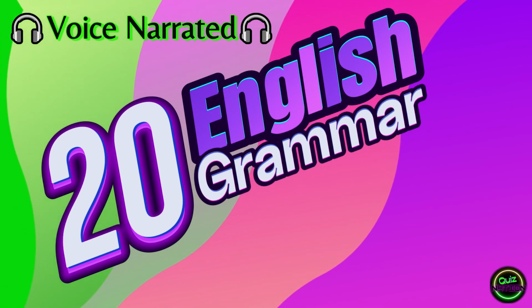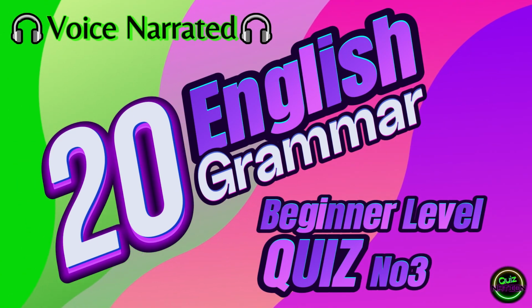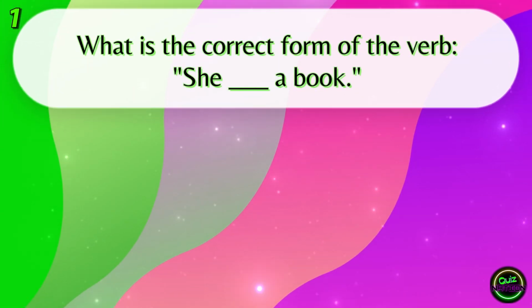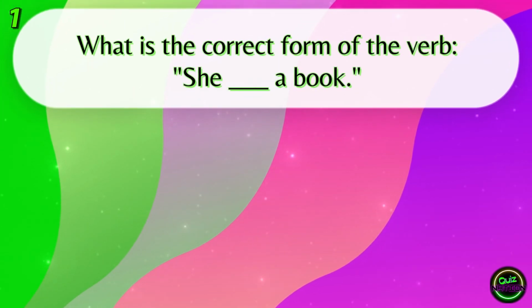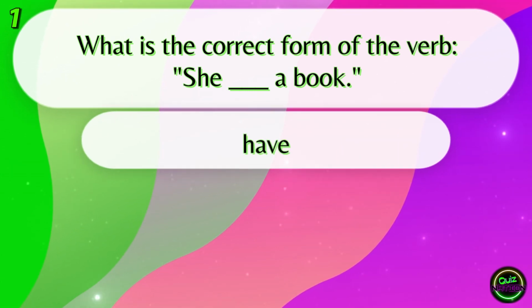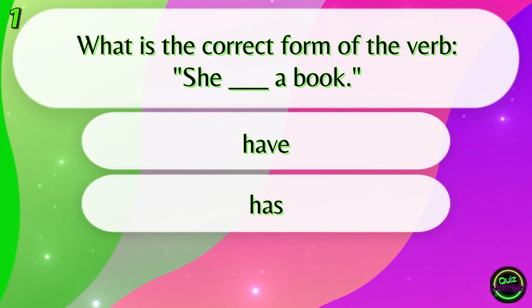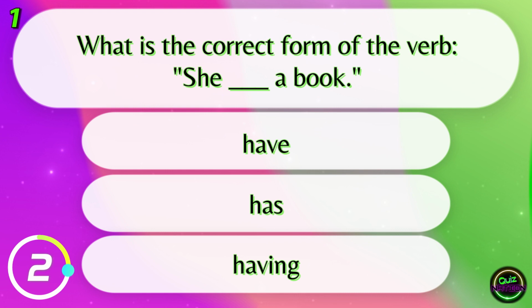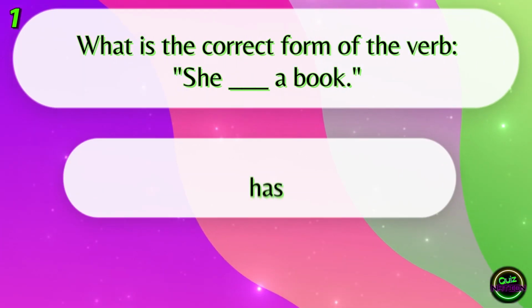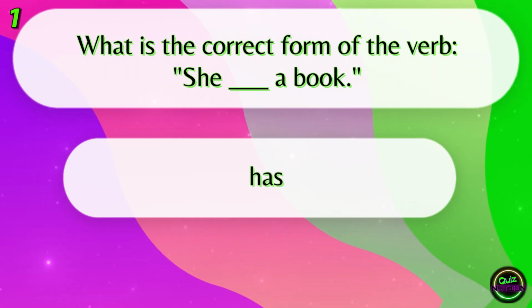20 English Grammar Beginner Level Quiz. What is the correct form of the verb? She blank a book. Have, has, having. Has. She has a book.